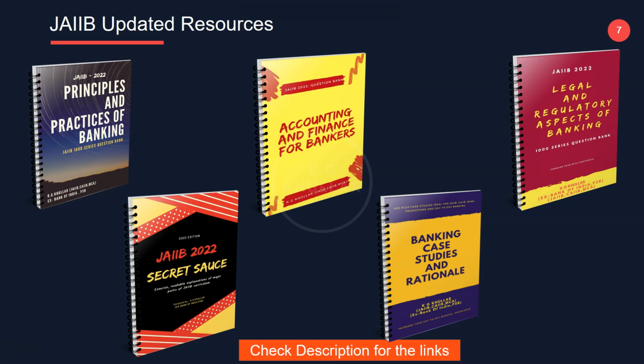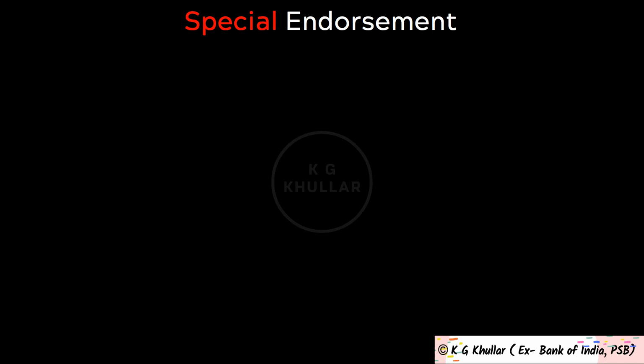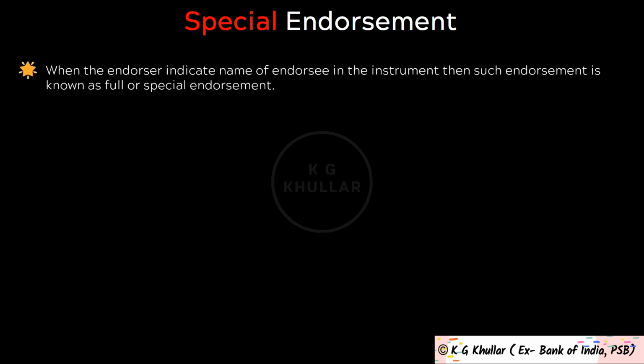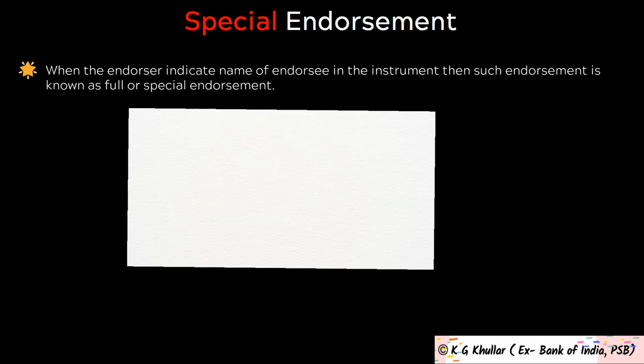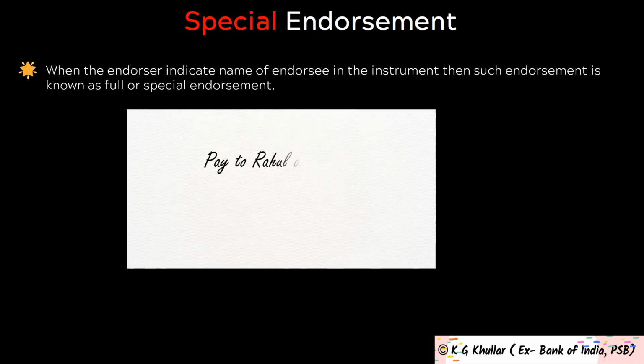Then next we have special endorsement. Friends, when the endorser indicates name of the endorsee in the instrument, then such an endorsement is known as full or special endorsement. So if the endorser also directs to pay to certain person or his order, then such an endorsement is nothing but full endorsement. For example, pay to Rahul or order, as you can see here.